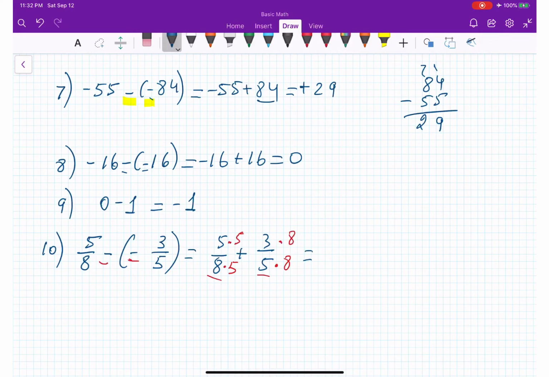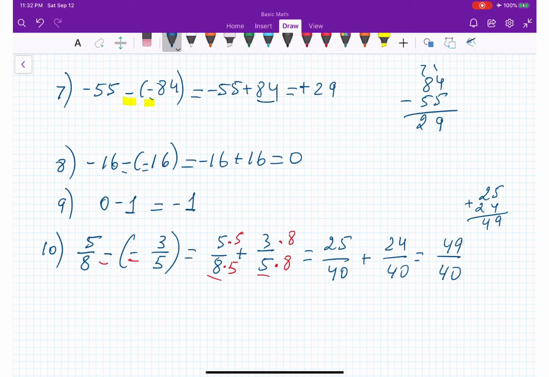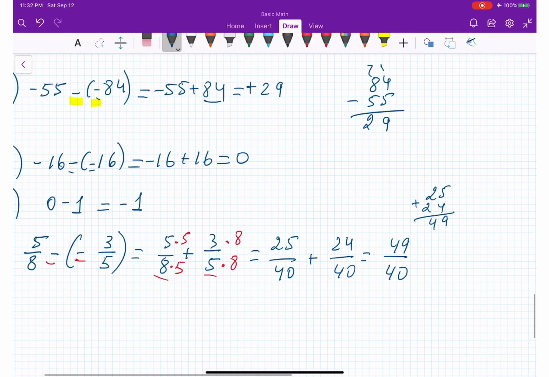What do we get? 5 times 5 is 25 over 40. Plus 3 times 8, 24 over 40. Since the denominator is the same, then we can add 25 plus 24. So I'm doing for you 25 plus 24. 5 plus 4 is 9. 2 plus 2 is 4. 49 over 40. Now, how to convert an improper fraction into a proper fraction?